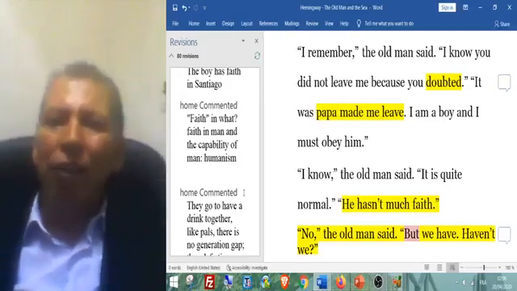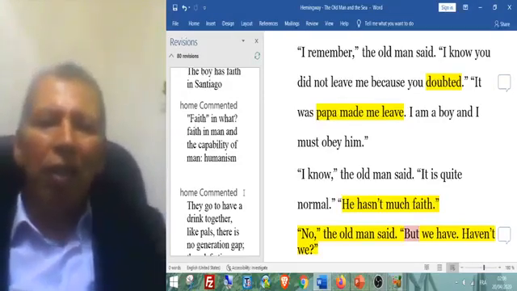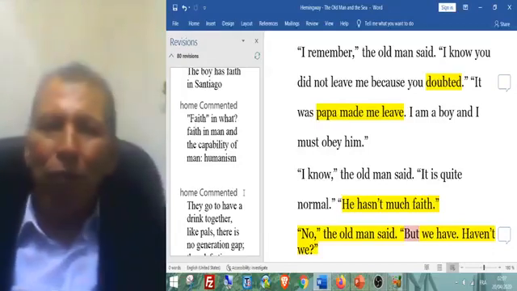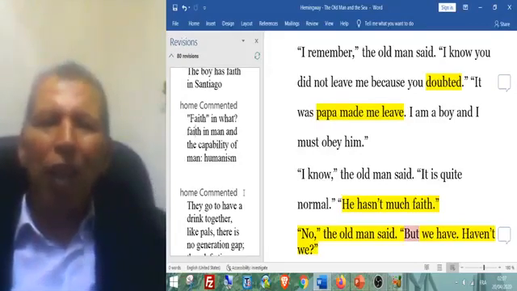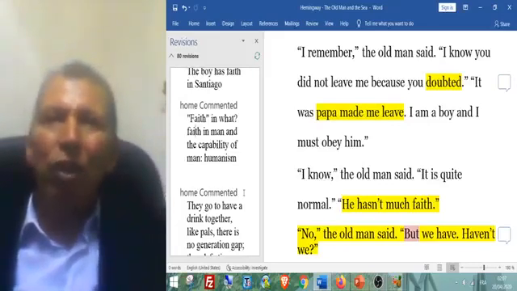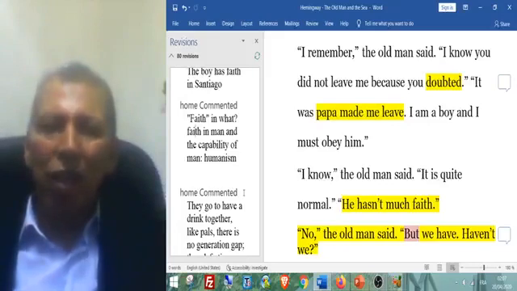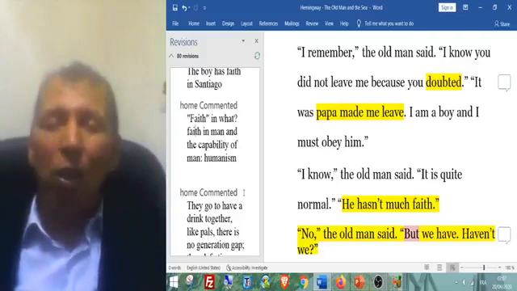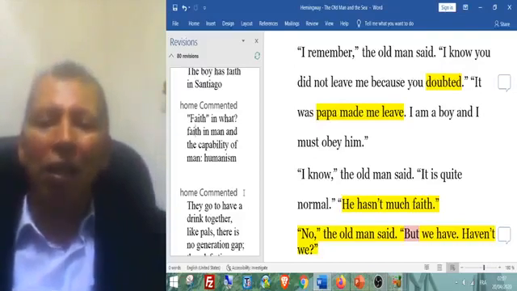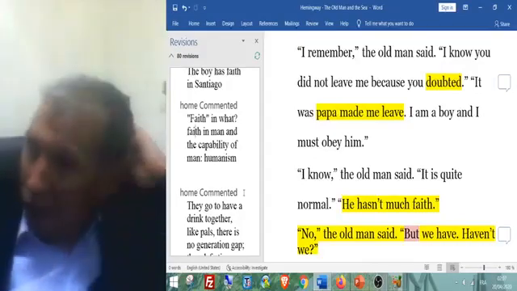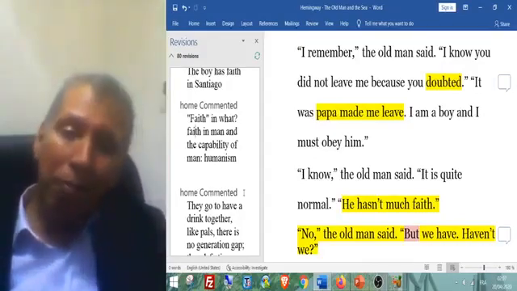Manolo has faith in Santiago, has faith that Santiago will overcome his bad luck. So it's a faith in man, faith in the capability of man to achieve victory, to achieve success, to achieve results, even against the odds, against bad luck. It's the theme or the thematic statement of humanism.